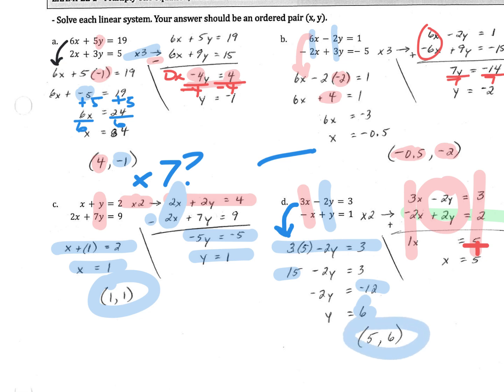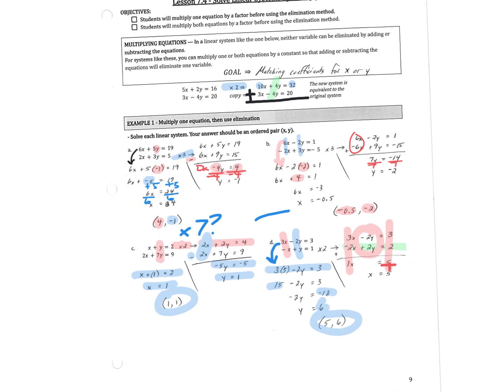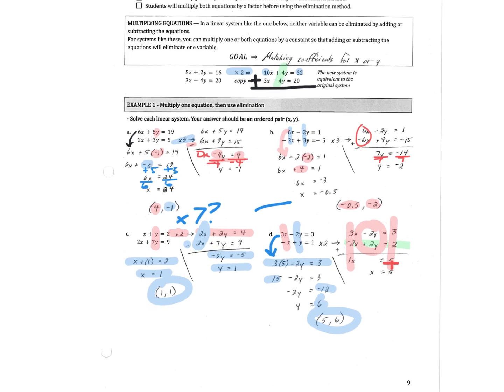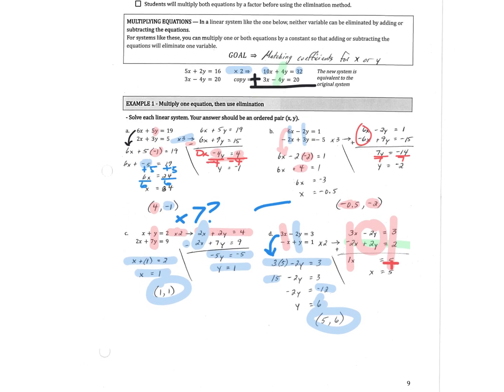Here's our final answer. So all 4 of these examples involve multiplying just one equation. Make sure you have these written down correctly on your notes, and then you will be able to complete Delta Math and the practice.